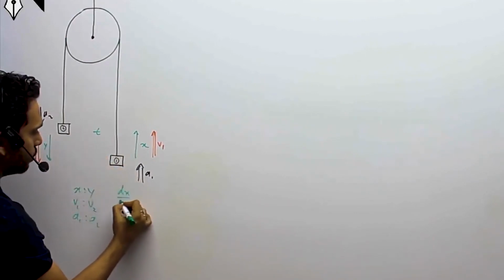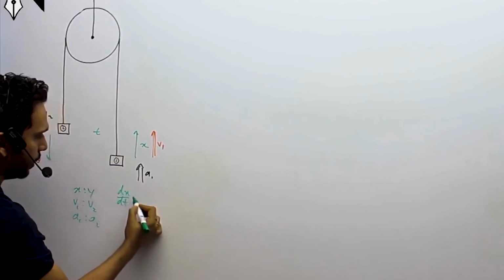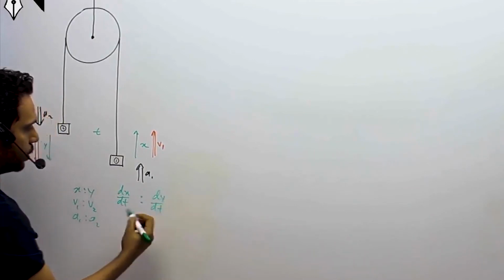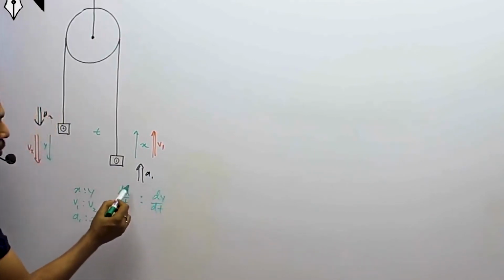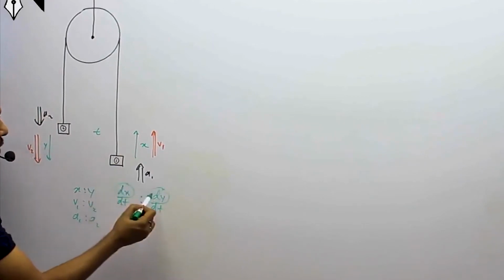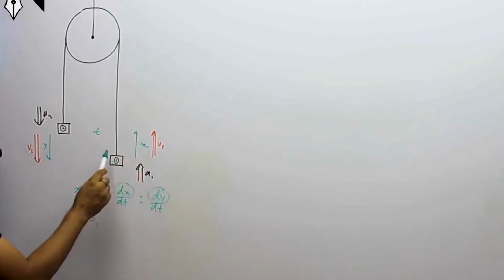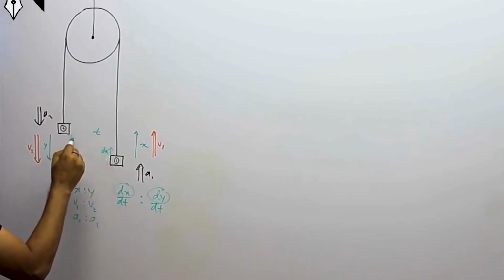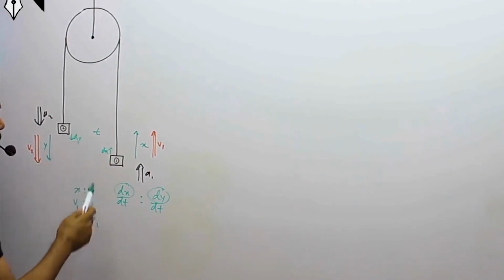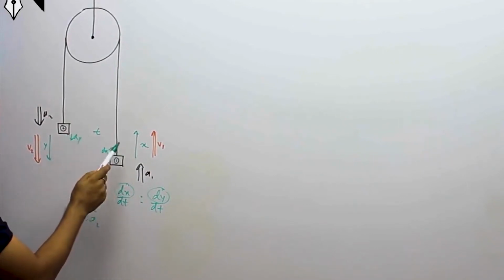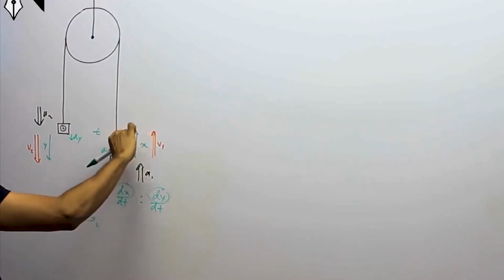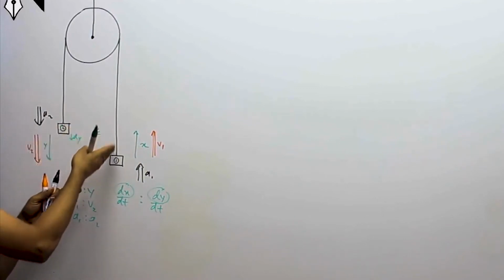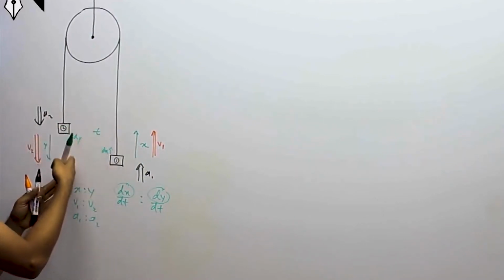You'll have dx by dt. We'll be studying the ratio of dx by dt, which is your v1, with dy by dt, which is your v2. Now the ratio of dx to dy is going to tell you the ratio of the velocities also. dx is a small movement of body 1, and dy is a small movement of body 2. So the ratio of dx and dy is going to be the same as the ratio of the total distance moved, which is your x and your y, because all these dx added is ultimately going to be your x, and all the dy's added is going to be your y.